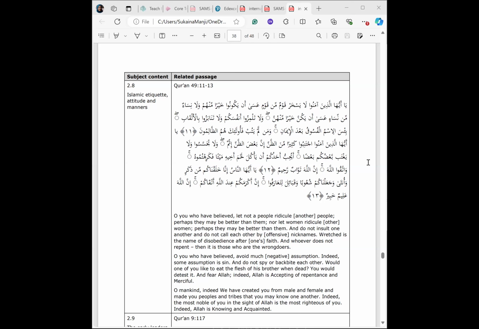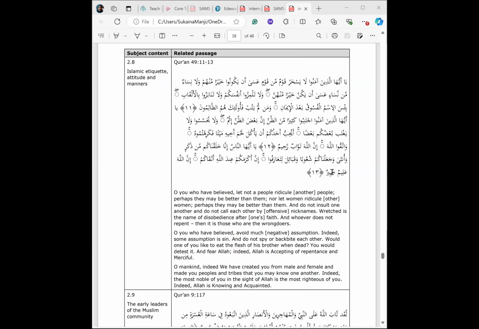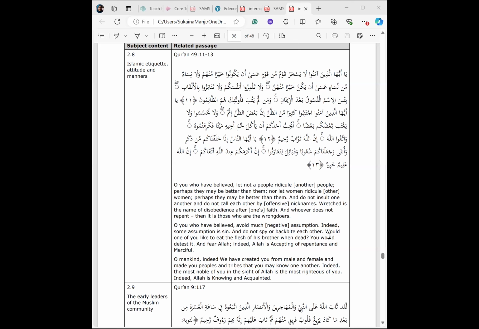So backbiting on each other. What does that mean? How does it break up relationships? How can that break up a family? What can happen because of that? Again, here, this last section of the verse is talking about created from male and female, so that you know each other. What does that mean? How can we know each other?